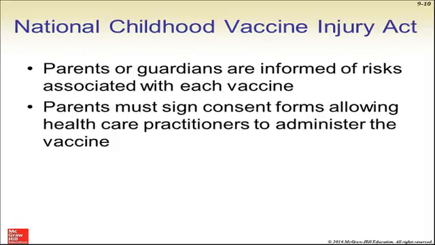So parents or guardians are informed of risks associated with each vaccine. Normally, you are given a sheet about the vaccine and asked to sign it. Parents must sign consent forms allowing healthcare practitioners to administer the vaccine. They want to make sure that you know the ins and outs of what is going on with a vaccine before they give it to your child.